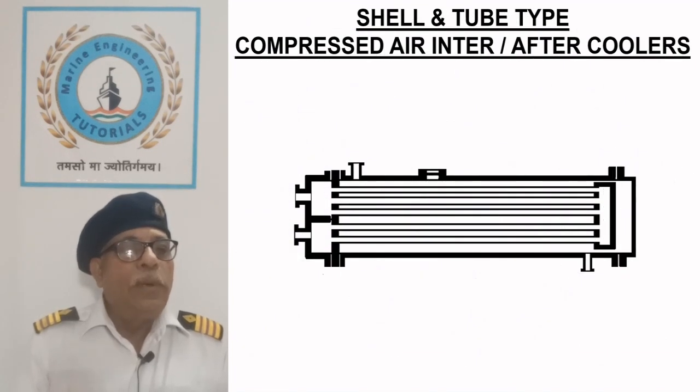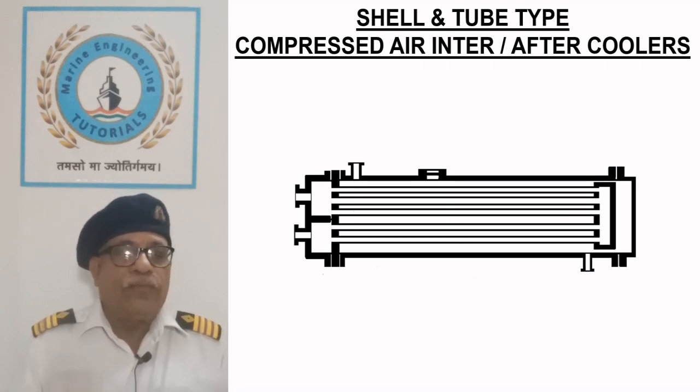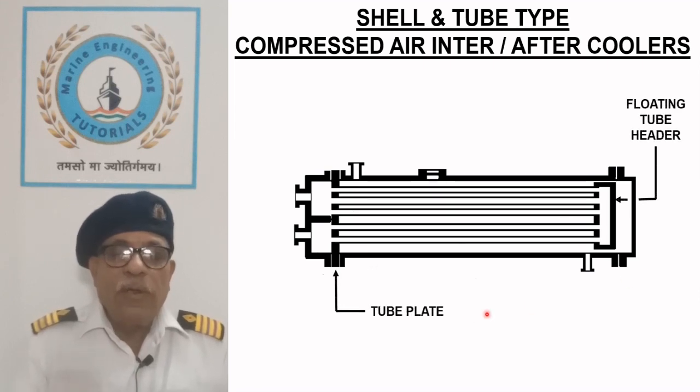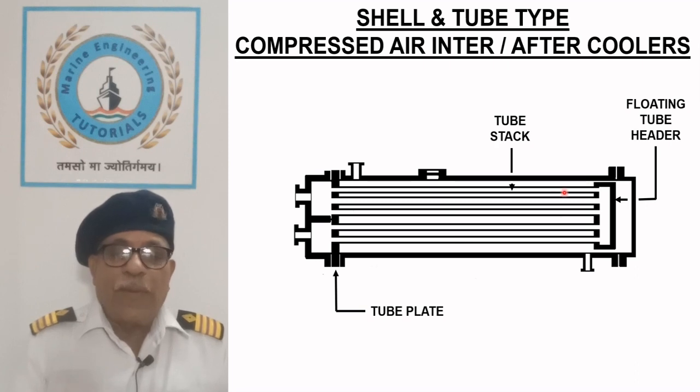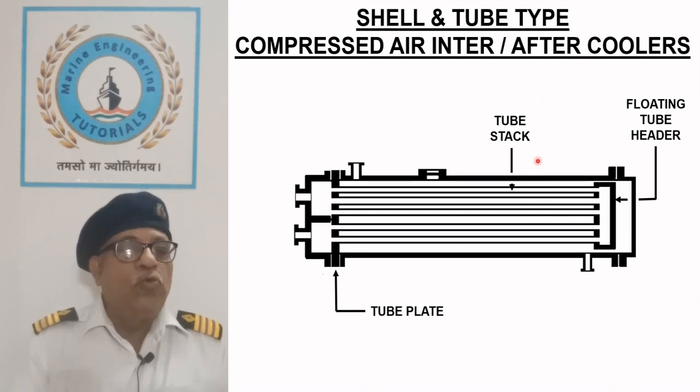Shell and tube type compressed air inter or after cooler. This sketch shows the shell and tube type compressed air inter or after cooler of an older design. Cooler tubes are attached between tube plate and a floating tube header which forms the tube stack. This arrangement compensates for the expansion and contraction of the tube stack as the tube header is free to move.